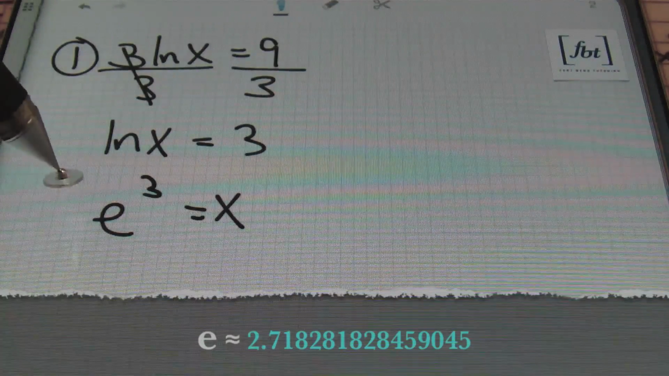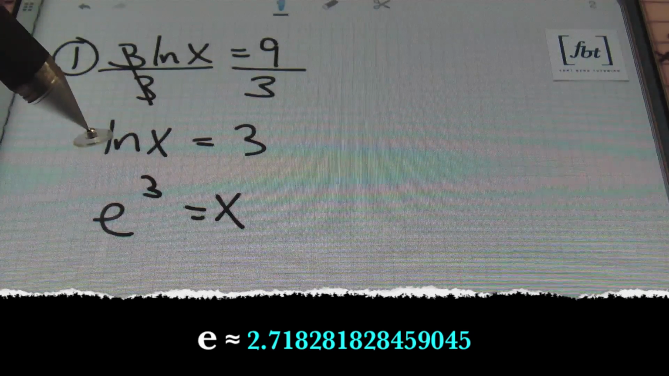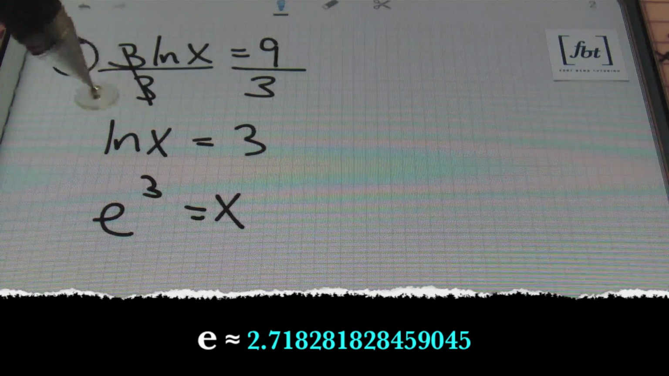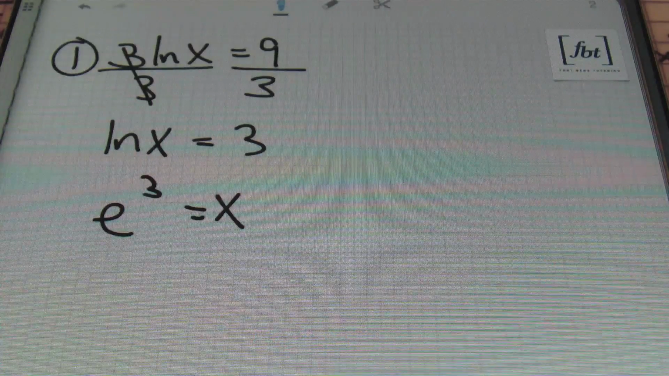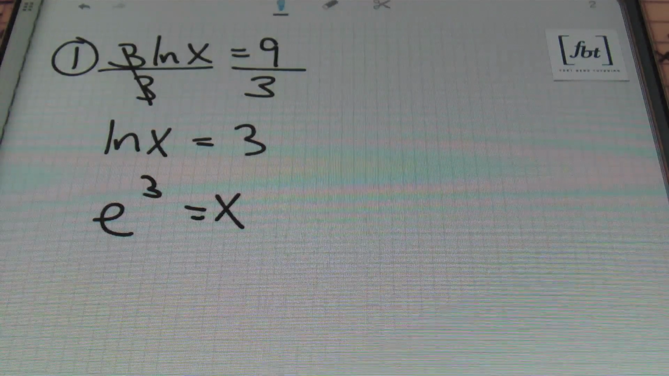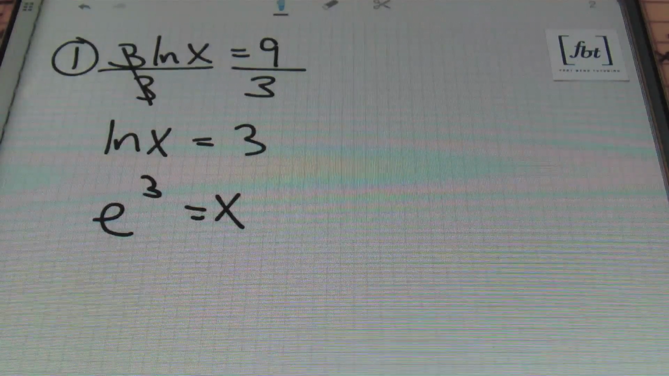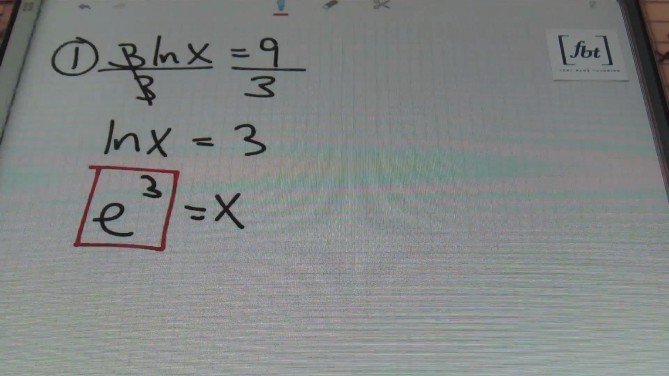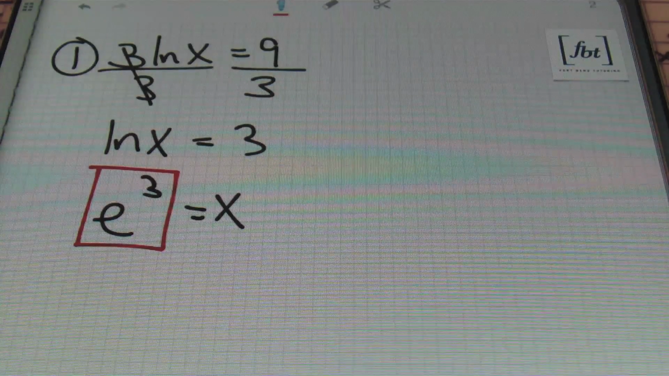From here, we can convert this into exponential notation and write it as e to the third power equals x, knowing that e, ladies and gentlemen, is a constant. It's approximately 2.71. So you can just simply leave your answer that way, unless otherwise instructed by the problem or by your teacher. E to the third power is a-okay as a solution, and this is your result. There you go. That's one way to solve that problem.